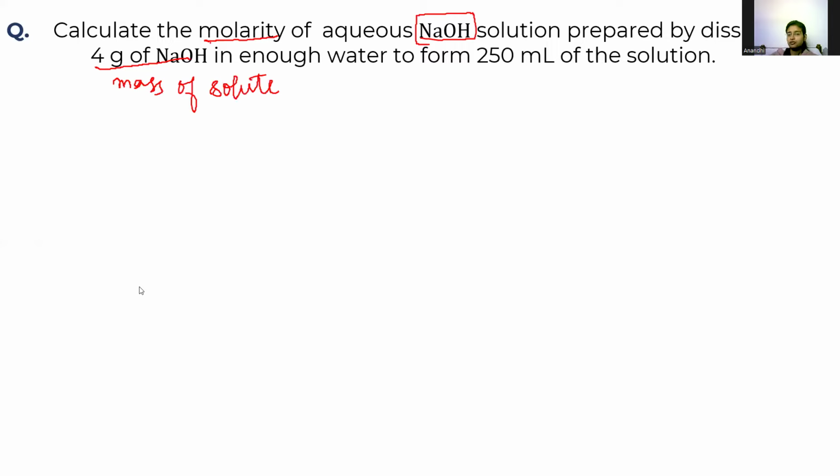Now we have both the values in our hands. Just substitute in the molarity formula. Molarity is number of moles by volume. 0.1 divided by 0.25 will give us the answer, which is 0.4. Unit is very important: mole per liter.